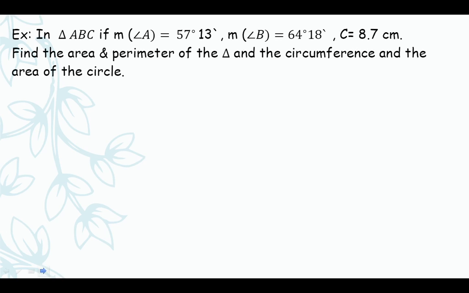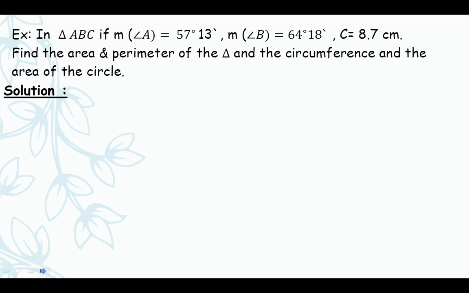Another example. In triangle ABC, if measure of angle A equals 57 degrees 13 minutes, measure of angle B equals 64 degrees 18 minutes, and small c equals 8.7 centimeter. Find the area and the perimeter of the triangle and the circumference and the area of the circle.